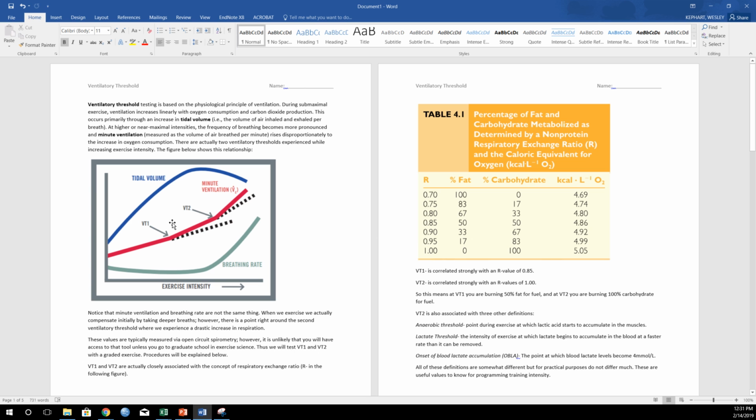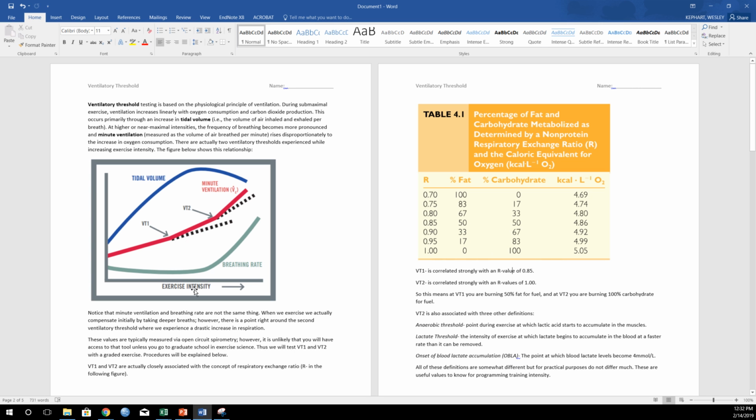Now, if you look back over here, VT1, which we're actually going to assess by a walking protocol, where you walk at one pace that you choose, and we just increase the incline to increase the intensity every 2 minutes. And you're going to recite about a 90-word passage that you know. It could be the Pledge of Allegiance, Twinkle, Twinkle, Little Star, the ABCs, anything like that. Once you start having difficulty speaking, we're going to write that down as ventilatory threshold 1. And ventilatory threshold 1 is strongly correlated with a 0.85 respiratory exchange ratio, or R value. So once you start having difficulty talking, you're burning approximately half fat, half carbohydrate.